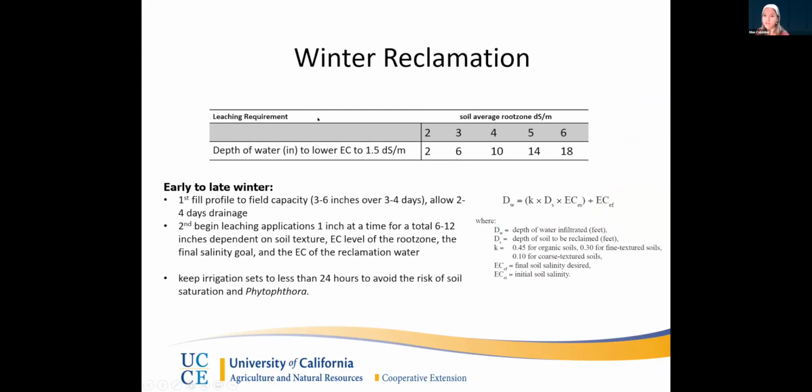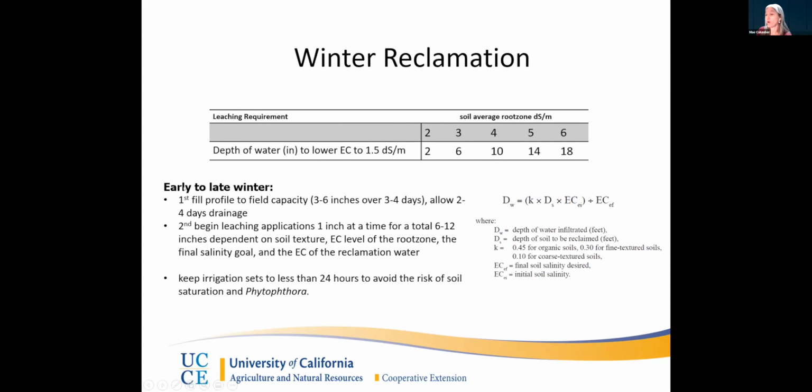Okay, with winter reclamation, consider the depth of water that you need to lower the EC to 1.5 decisiemens per meter. So say throughout that 5 foot wetting depth, your average root zone EC is 3 decisiemens per meter. You're going to need to apply at least 6 inches of water with a 1.5 decisiemens per meter concentration to lower that EC.